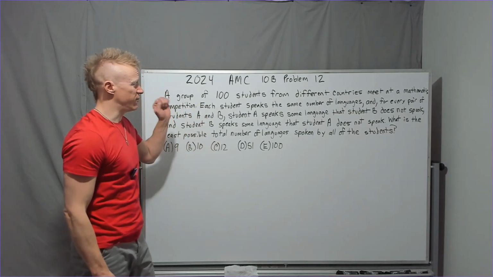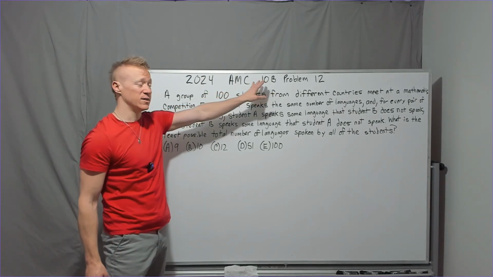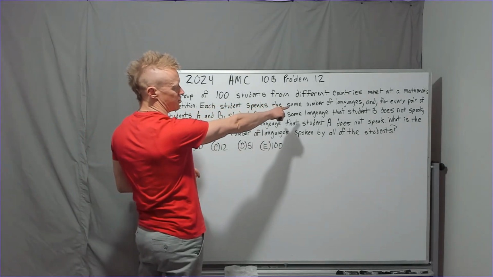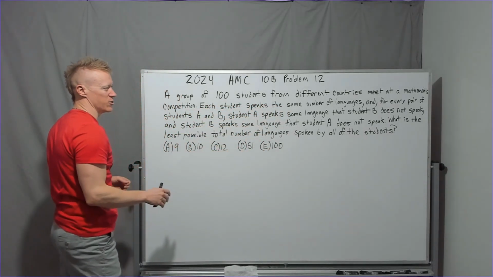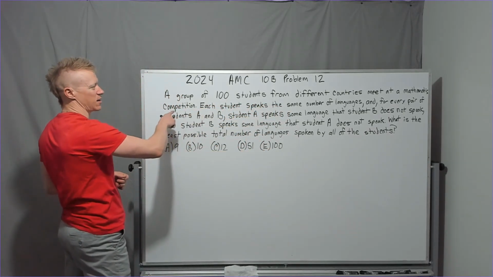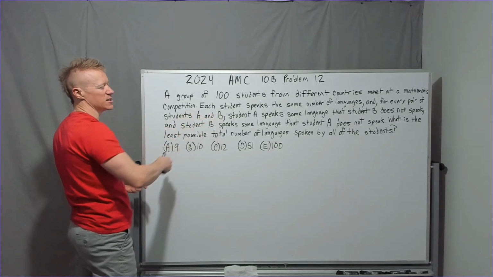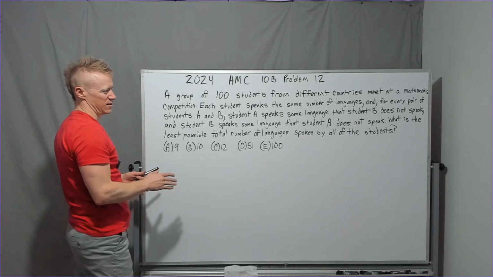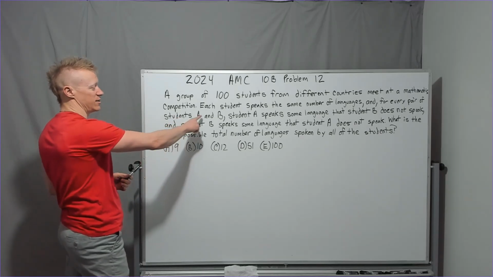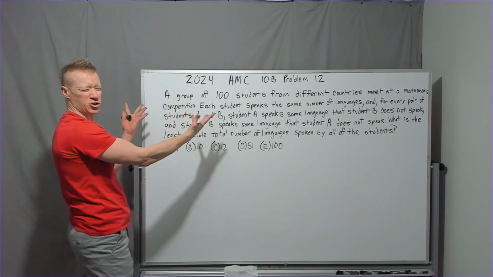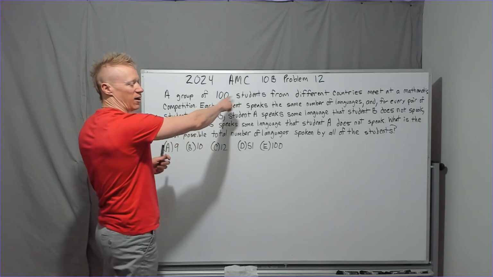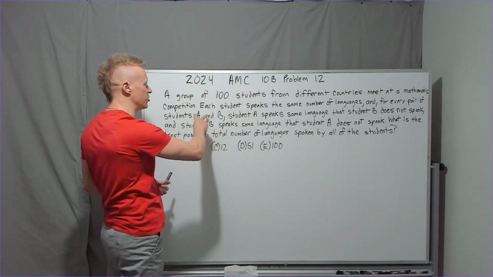Continuing on the rapid fire video with problem 12 from the 2024 10B. A group of 100 students from different countries meet at a mathematics competition. Each student speaks the same number of languages, and for every pair of students A and B, the two students, in general, not specifically, we don't have to label all of them A, B, C, D, just any two, okay?